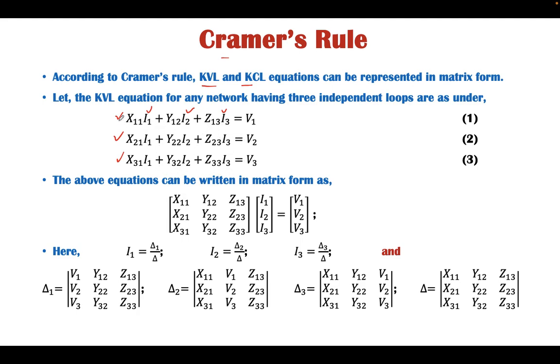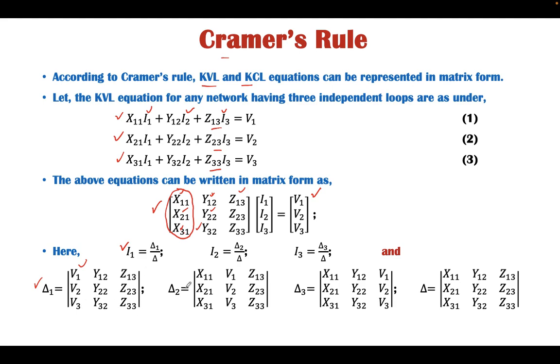Here we can represent these three equations in matrix form, and this matrix has the constants x11, x12, x13, x21, x22, x23, y and z coefficients, and I1, I2, I3 are the variables, set equal to the single column vector, that is V1, V2 and V3. Now we can calculate I1, I2 and I3 applying Cramer's rule. I1 will be equal to delta 1 upon delta. Delta 1 is obtained when the first column of this matrix is replaced by the right hand side, and then it gives us delta 1, the determinant of this matrix.